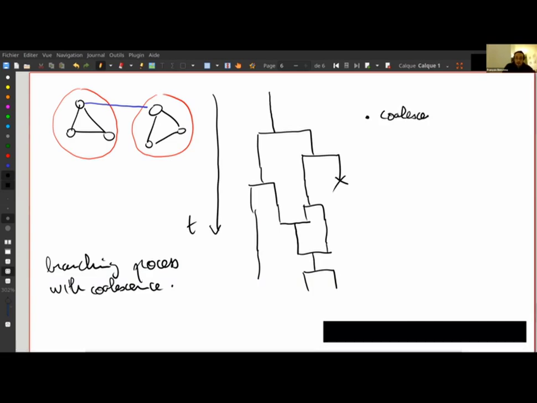Coalescence rate is a decreasing function.